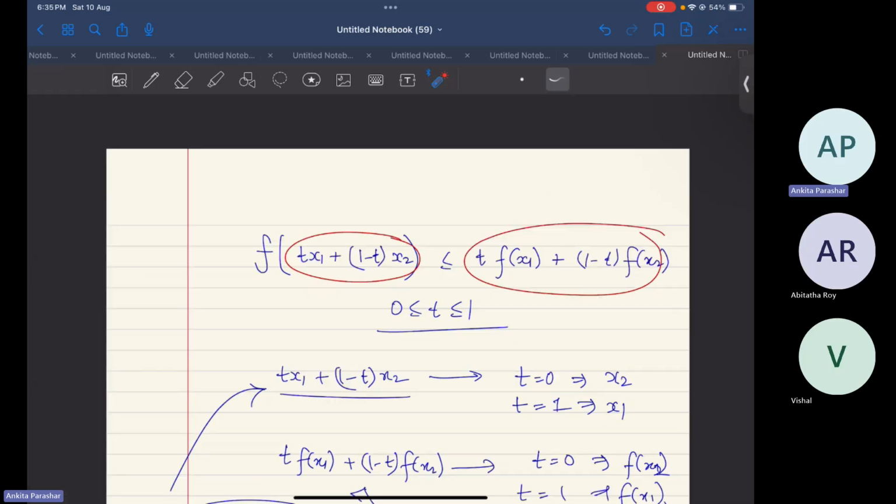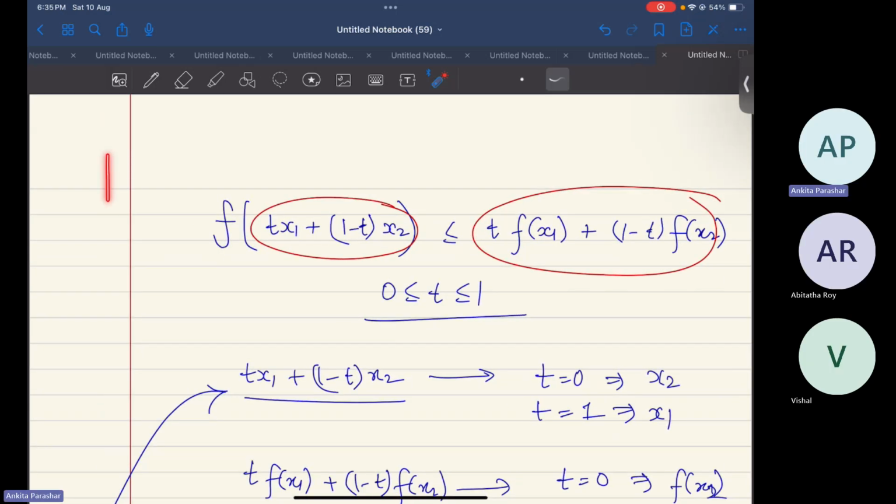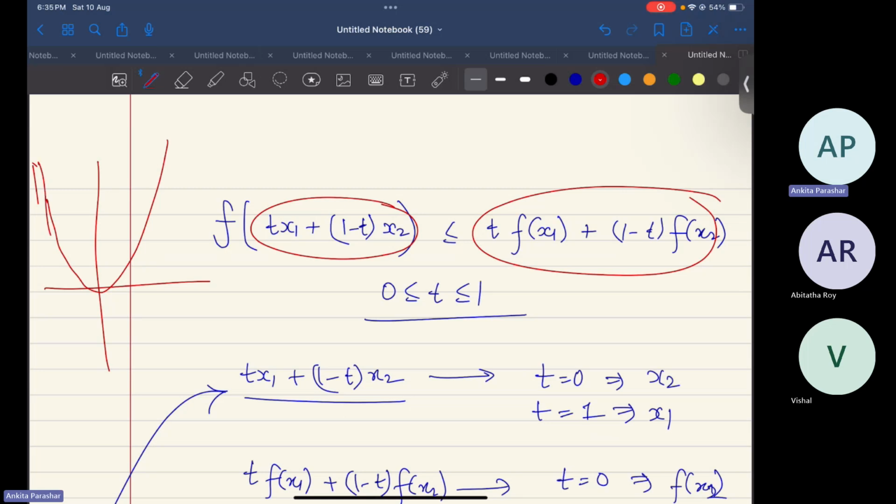Let me show you geometrically the meaning now. If I draw the graph, suppose this is the parabola. I take 2 points and their images. x1 is this, x2 is this. The graph value f of x2 is this, and this is my f of x1. Do you agree? The line joining x1 and x2 is here.